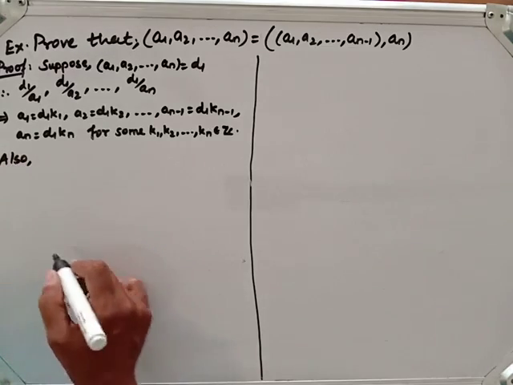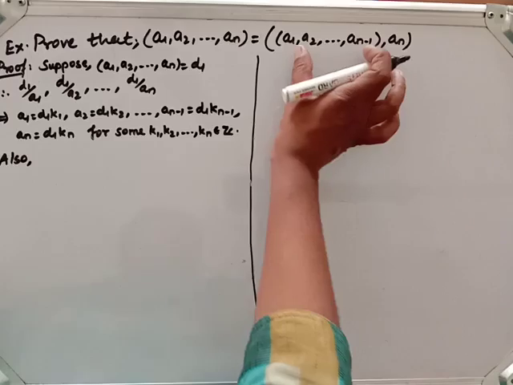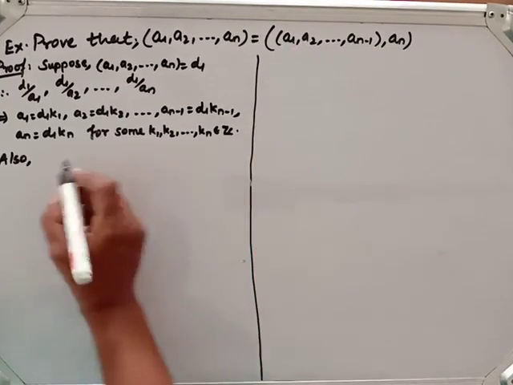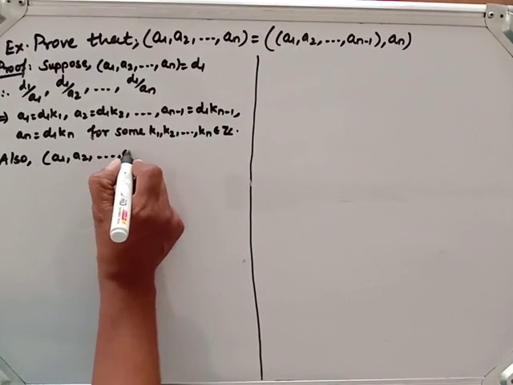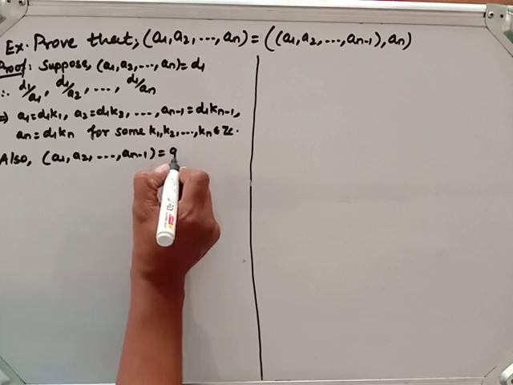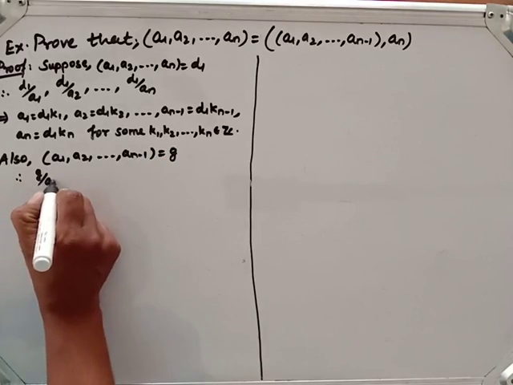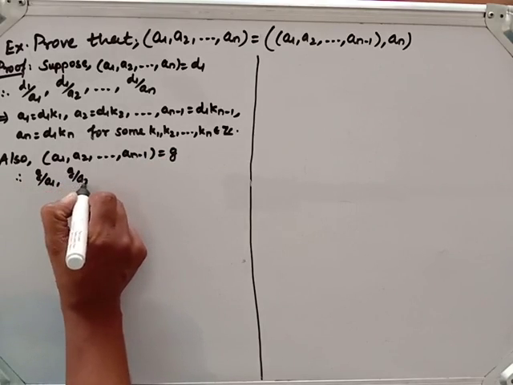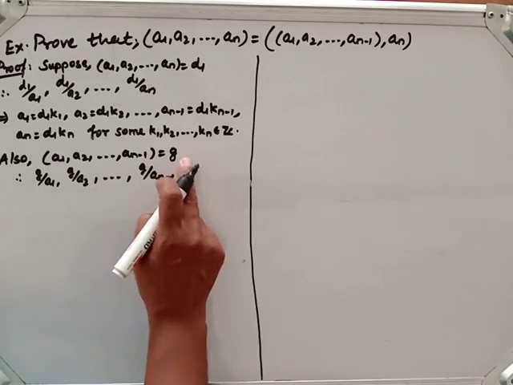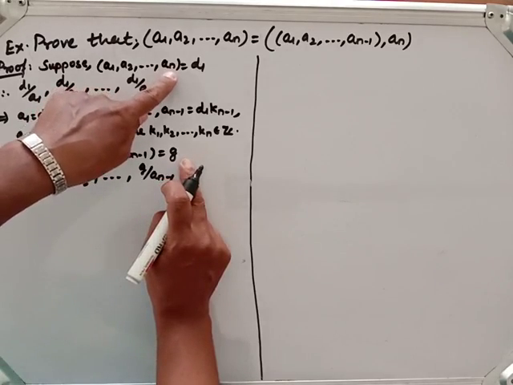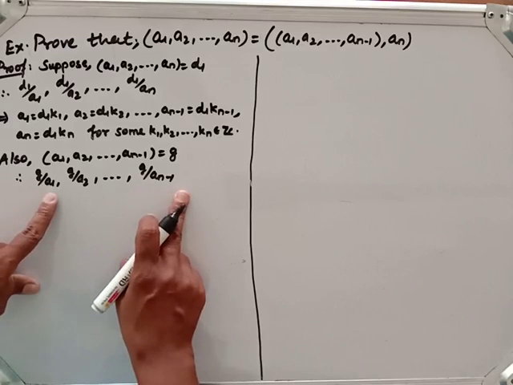Now also let us assume the GCD of A1, A2 and so on up to AN minus 1 is G. So if this is so, G divides A1, G divides A2 and so on up to G divides AN minus 1. Here one number is less, obviously the GCD is different. Here these are n numbers, here these are n minus 1 numbers. So that GCD again divides each one.